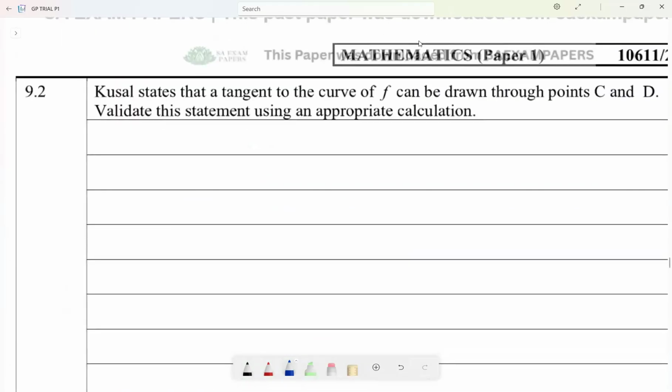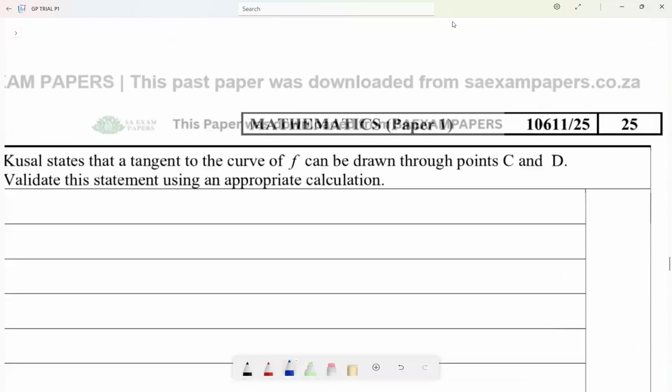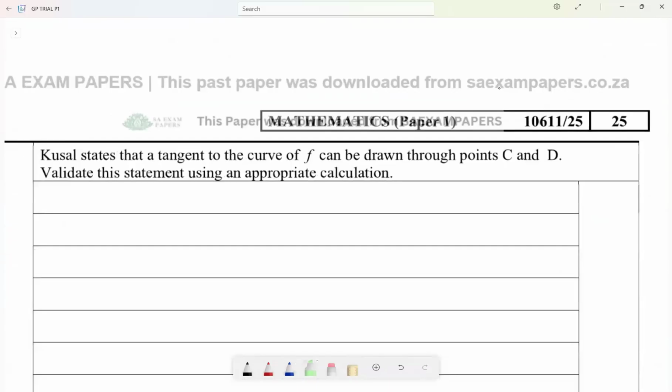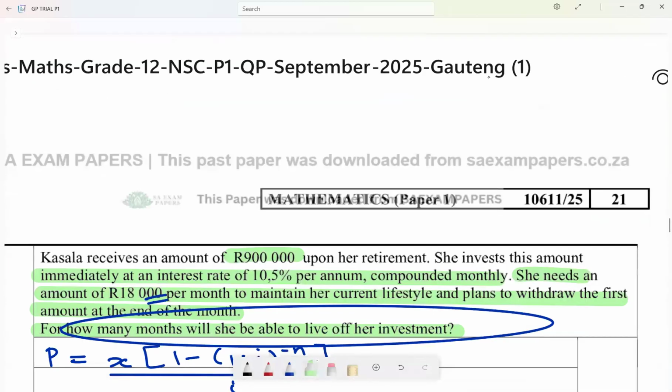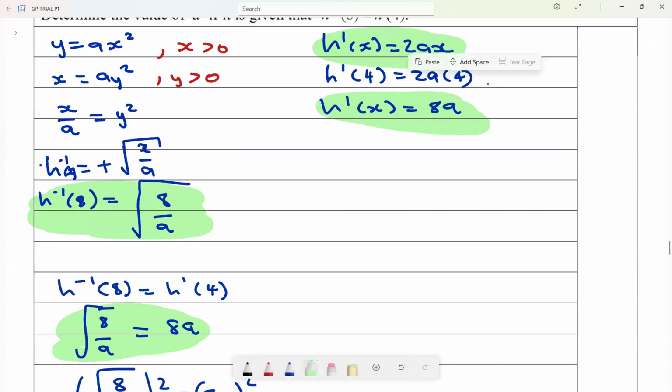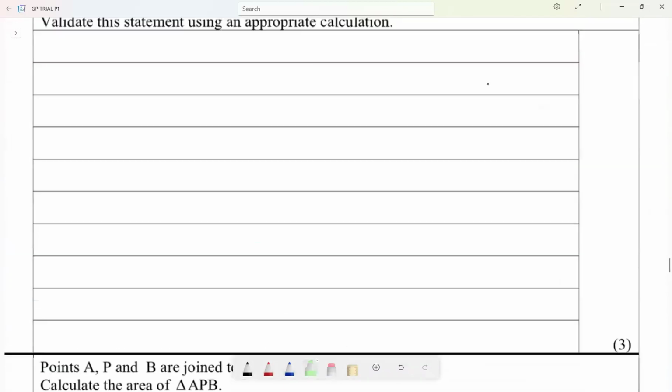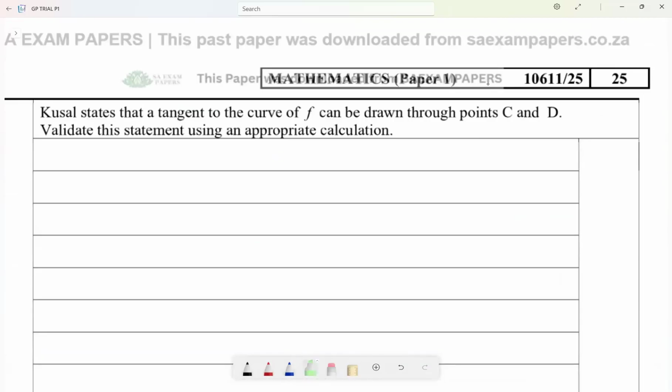Good. Then we have Kusal here. Kusal states that, okay, I think we dealt with Kusal before. Let me see if I'm being honest. We dealt with Kusal on this part. Oh, okay. So Kusal states that the tangent to the curve of f can be drawn through points C and D. Validate the statement using appropriate calculation. So let's see if indeed the tangent passes through points C and D.